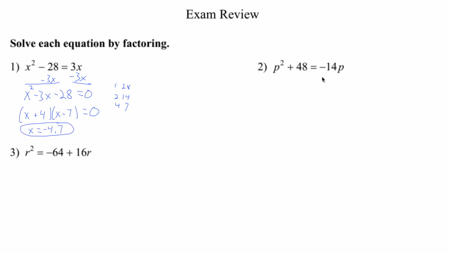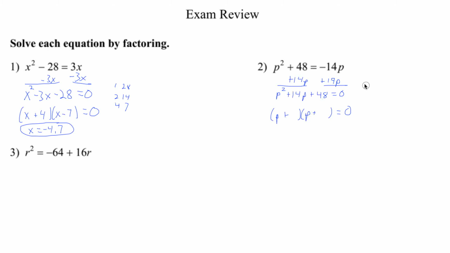Moving on to the next one, very similar. We're going to add 14p to both sides. And again, when we write this, we're going to put it in descending order, so we put the p squared plus 14p plus 48 is equal to 0. We want to factor, so to get a p squared, we need p at the beginning of both factors. To get a positive 48, it's either going to be two positives or two negatives. Well, we look here and realize we've got to have two positives.